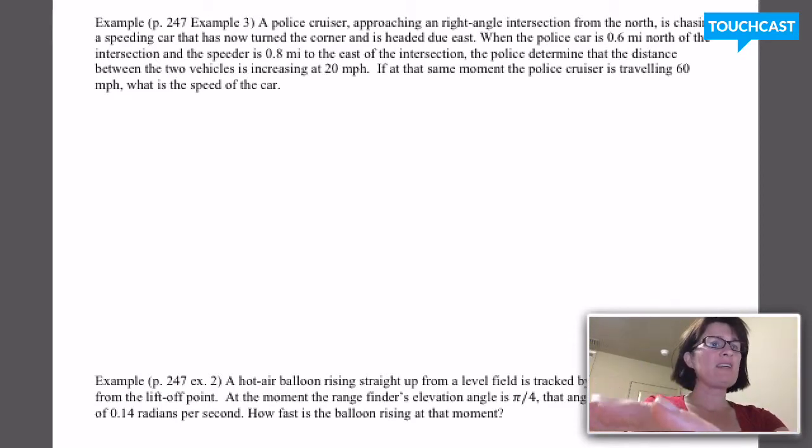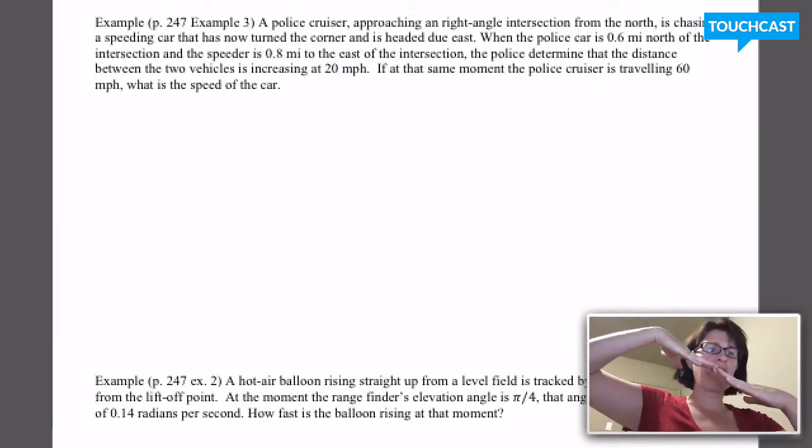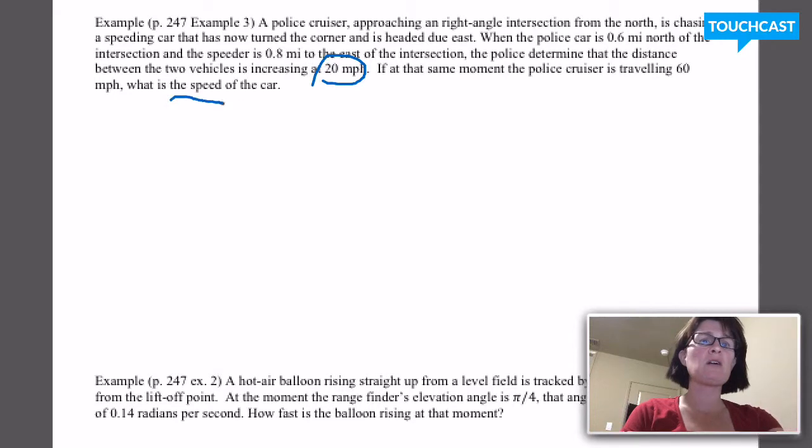So I have a police car that is chasing a bad guy. And the police car is coming toward the intersection. The bad guy has already gone through the intersection and turned 90 degrees. At the exact moment when the police car is here from the intersection and the bad guy is here from the intersection, we can use our radar gun and we find out that the distance between them is changing at 20 miles an hour. The question is, can we figure out how fast the bad guy is going? What is the speed of the car that the police are chasing?